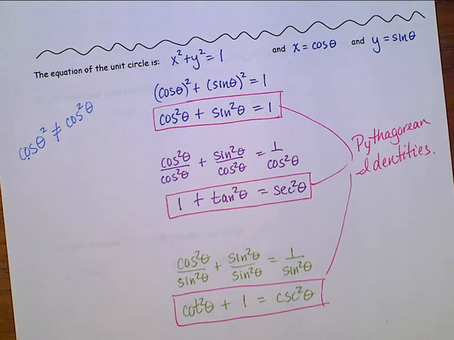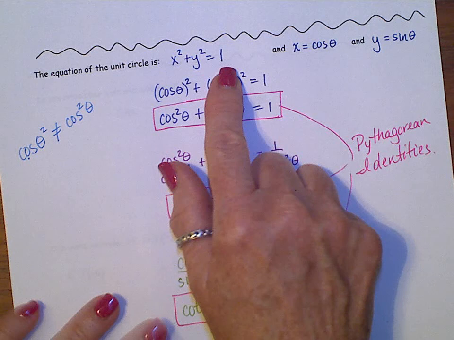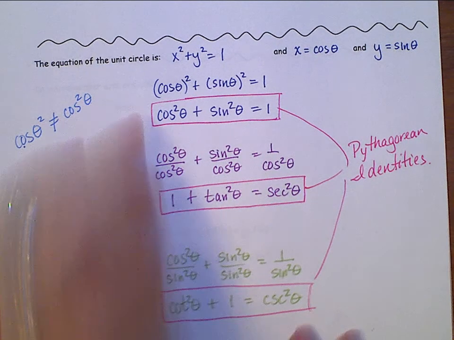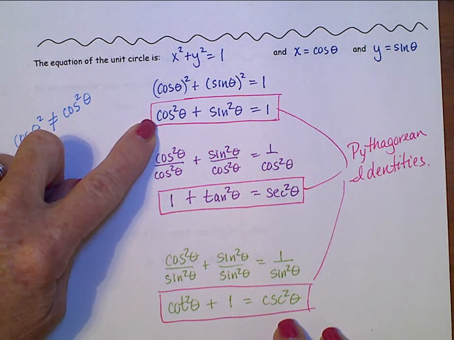Because they're all coming off of that Pythagorean theorem on the unit circle: x squared plus y squared equals that radius, or that hypotenuse, of 1 if we draw a triangle. You need to memorize these three. Cosine squared plus sine squared is 1. That shouldn't be too difficult to come up with.